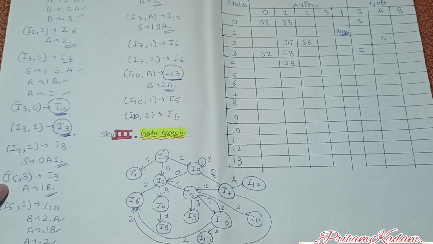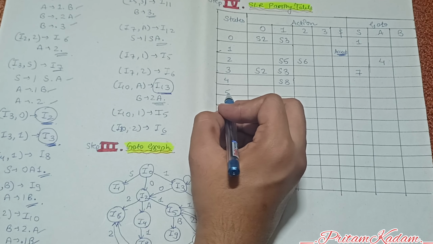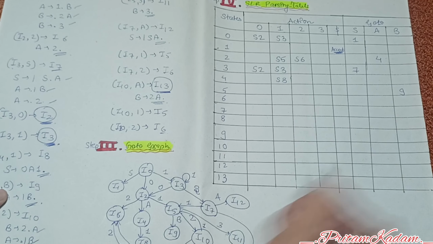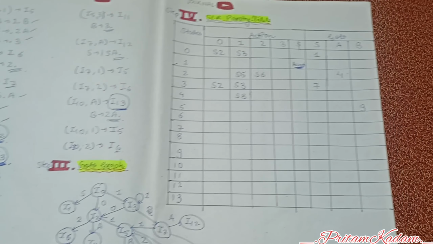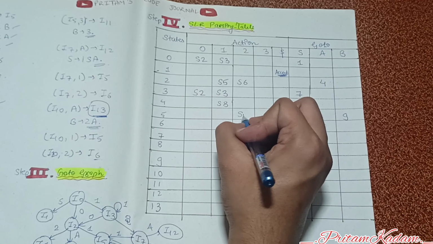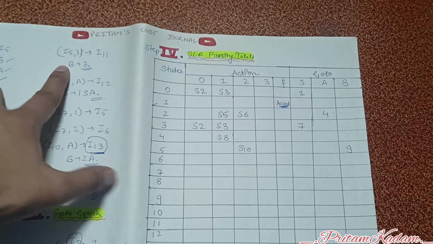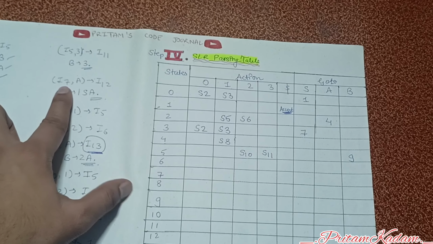Okay, on passing B in I5 state, we got the I9. So I5 under B, we will write the 9. Okay, now we got I10 when we passed 2 in the I5 state. So under I5 and 2 we will write the S10. Okay, so now on passing 3 in I5 state, we got the S11, state 11.